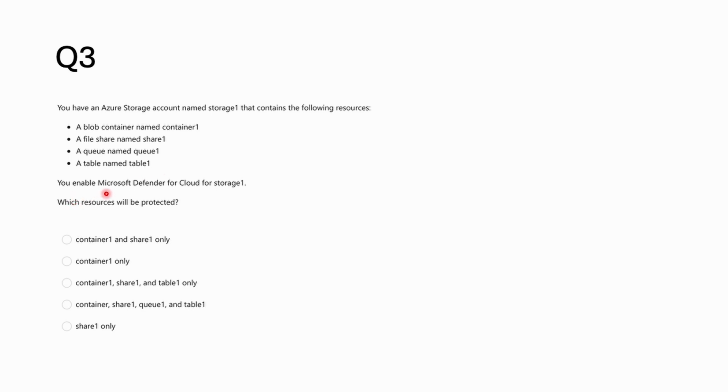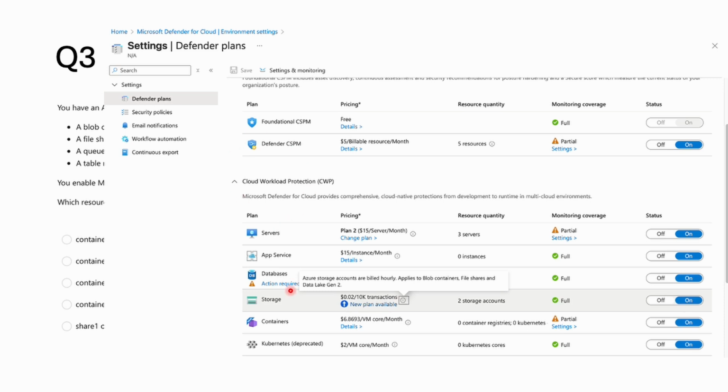Now the ask is, you enable Microsoft Defender for Cloud for storage 1. Which resources will get protected? Whenever you enable Defender for Cloud for storage, does it protect all storage types or only a specific one? If I go and start exploring, that's my storage. Again, the complete storage. Here we do not get the option to declare what type of storage will get protected, like container or file or queue or the table, right?